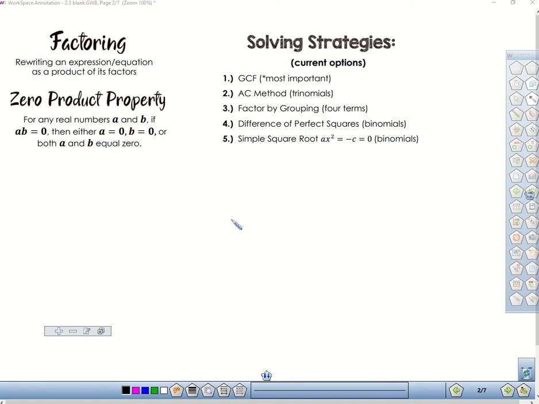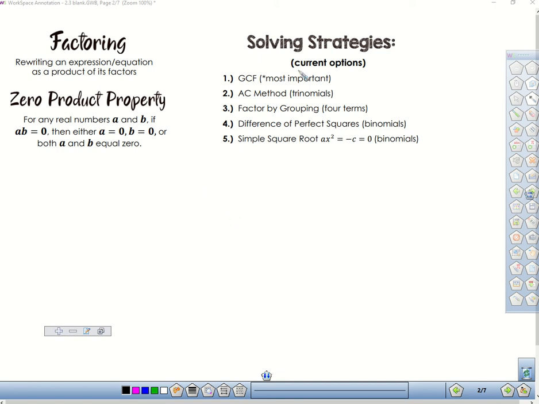a times b is equal to 0, then either a or b, at least one of them, has to be equal to 0. So if you multiply two numbers together and you get 0 as a result, that means that one of those two numbers had to be 0 in order to get 0, right? That's the only way you can get 0, is to multiply by 0. So that's what the zero product property states. And we use that in factoring to solve for roots or solutions.